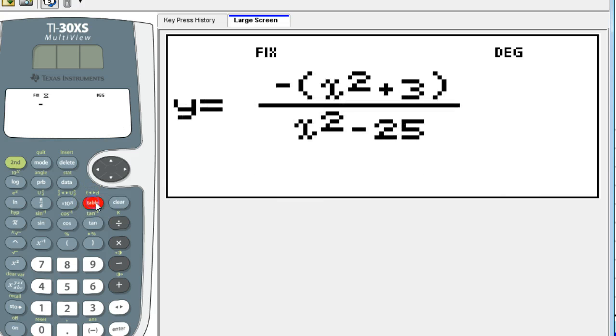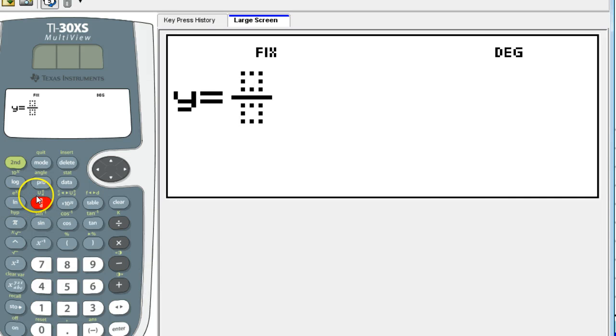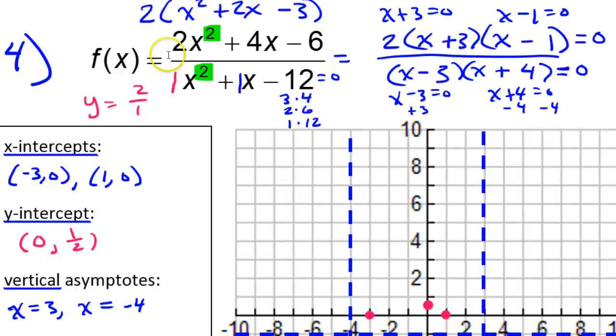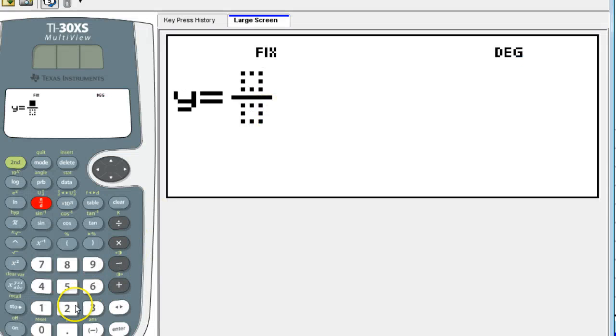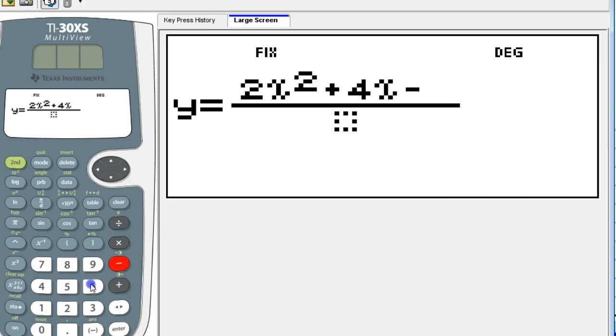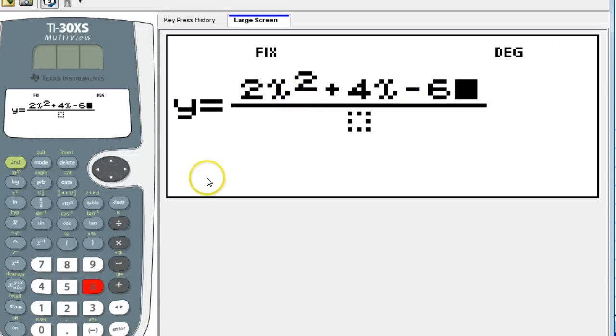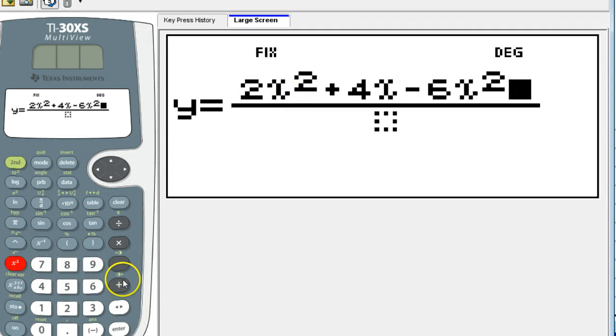Alright, so here's my TI-30XS MultiView. I hit the table button and clear that mess out. I'll go into fraction mode, and let's see, 2x squared plus 4x minus 6. So 2x squared plus 4x minus 6. And x squared plus x minus 12. So that's x squared plus x.